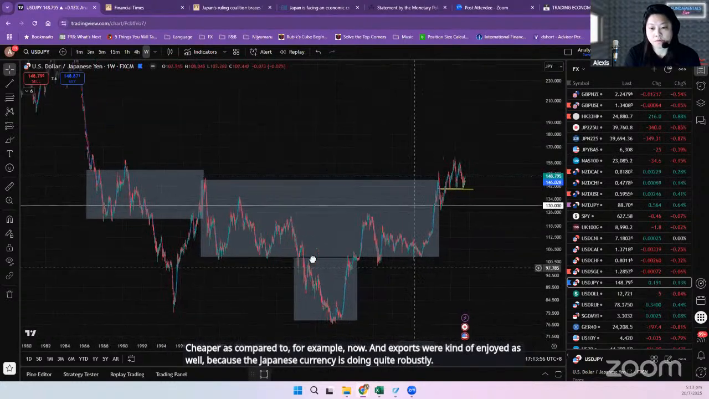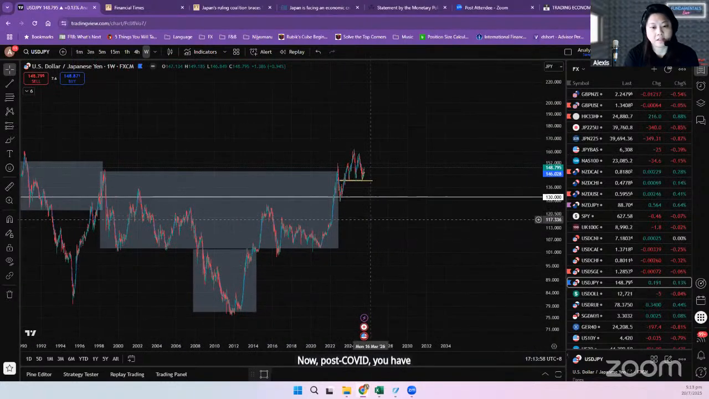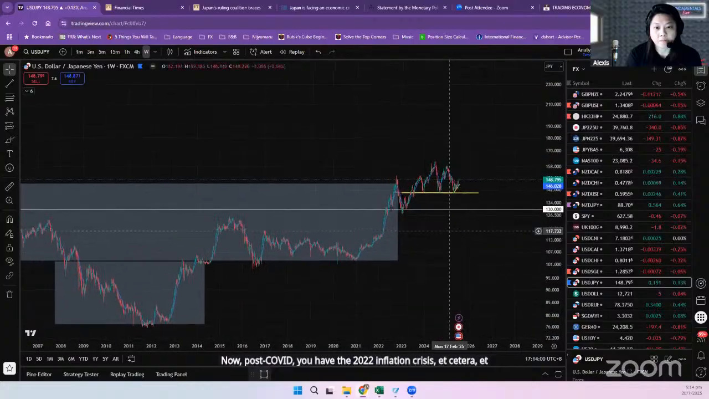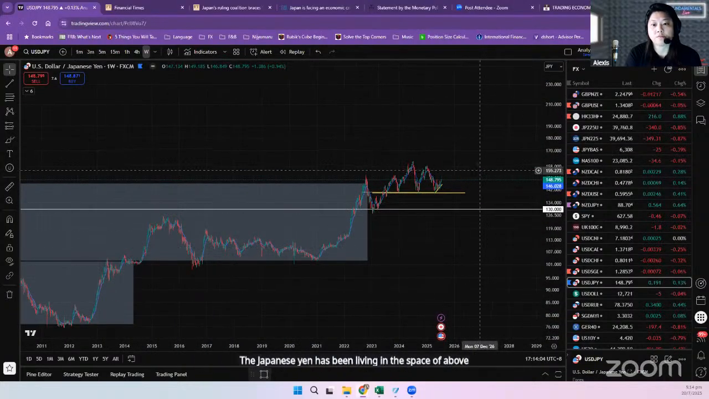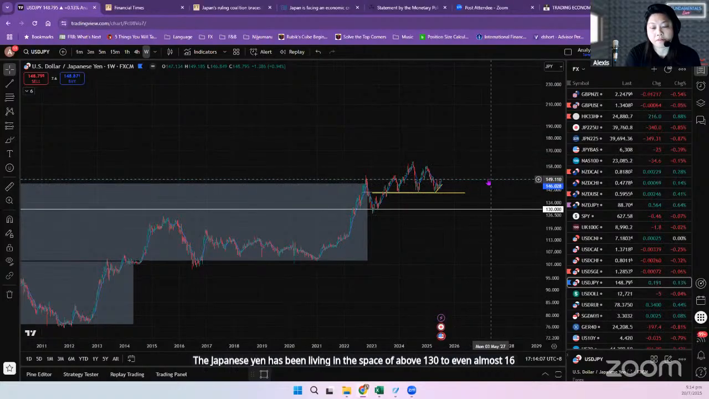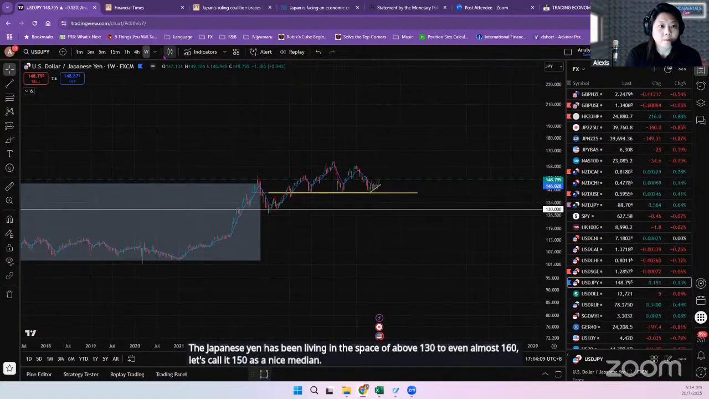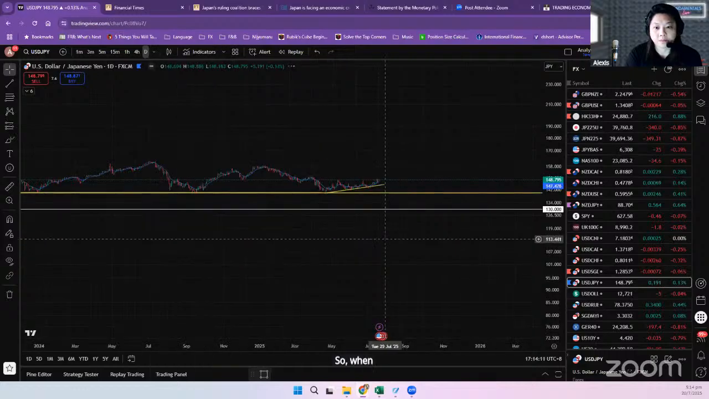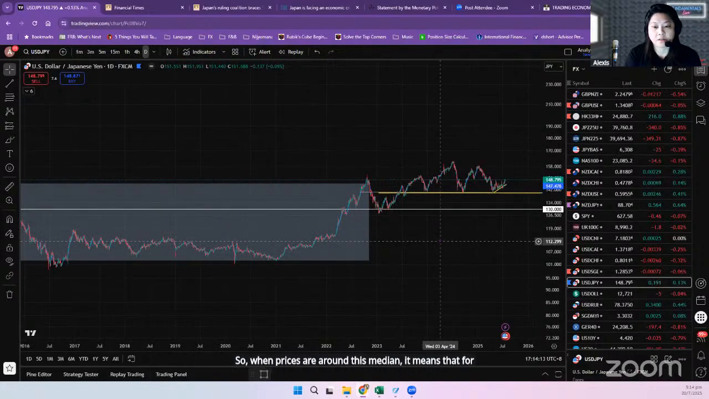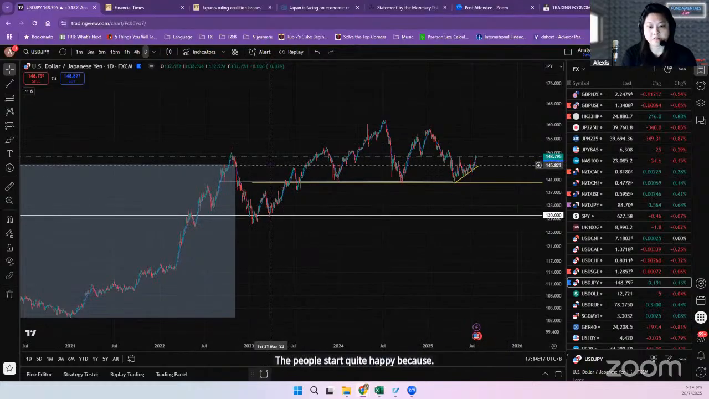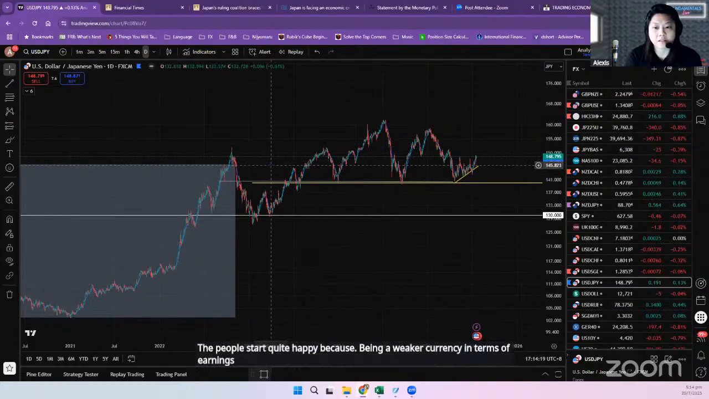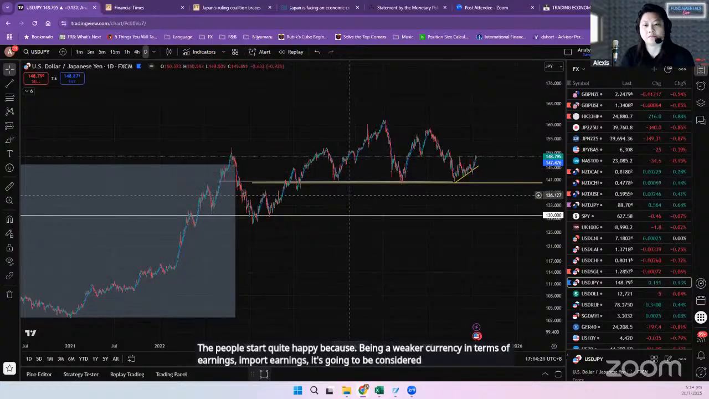Now, post-COVID, you have the 2022 inflation crisis, all the way till now. The Japanese yen has been living in the space of above 130 to almost 160. Let's call it 150 as a nice median. When prices are around this median for a prolonged period, the last 2-3 years, people are not quite happy because a weaker currency in terms of import earnings is considered not as robust.